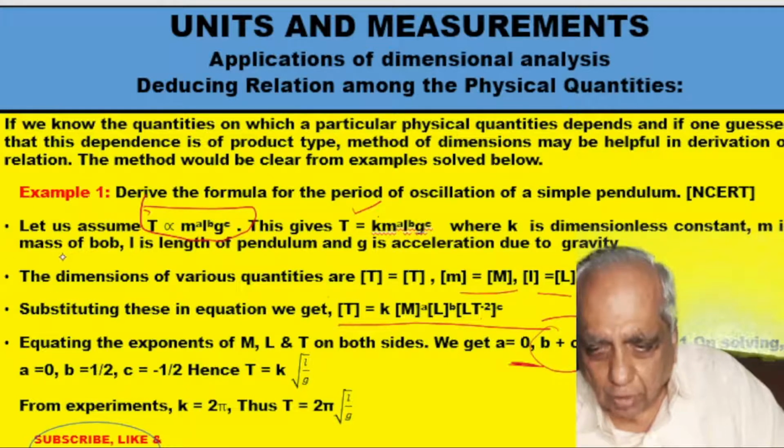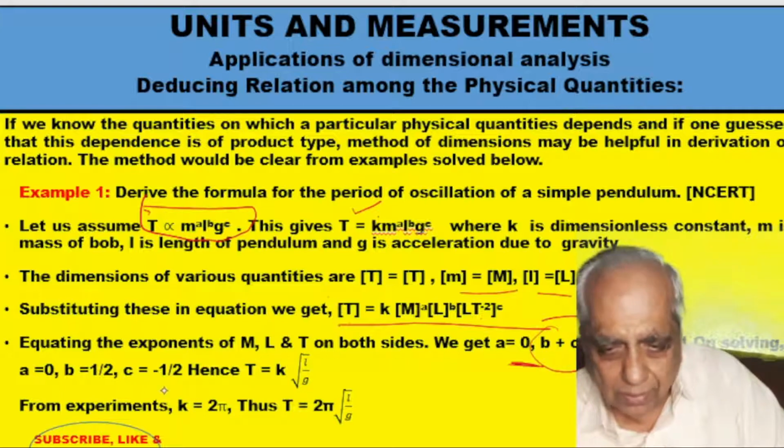Now this is algebra. a is 0, I got. So from here c is minus half. If you substitute c as minus half, you will get b as half. So you will get this answer, b as half, c as minus half. Now substituting these values, you will get T is equal to k root l upon g. So this is the equation of the pendulum.